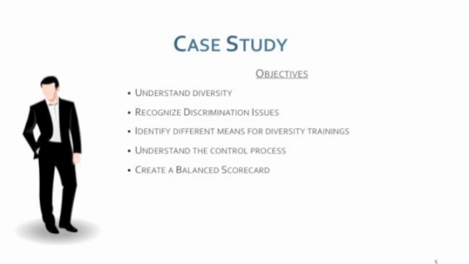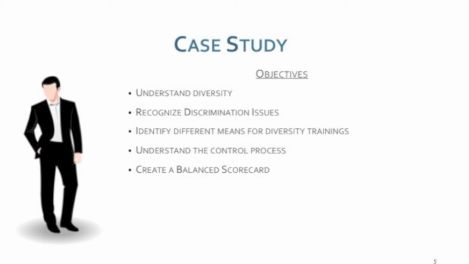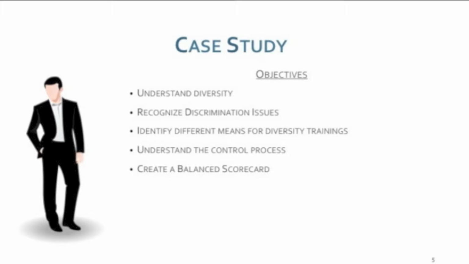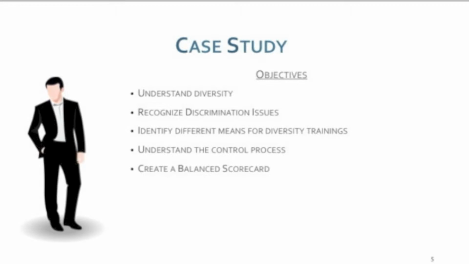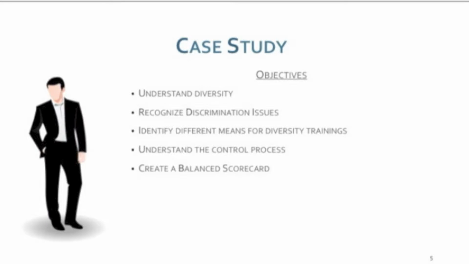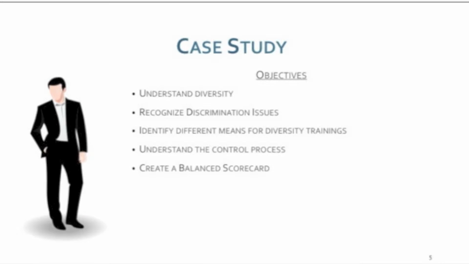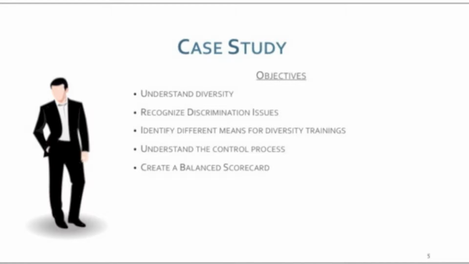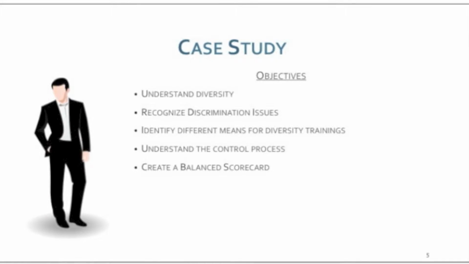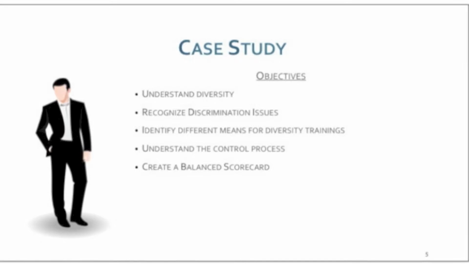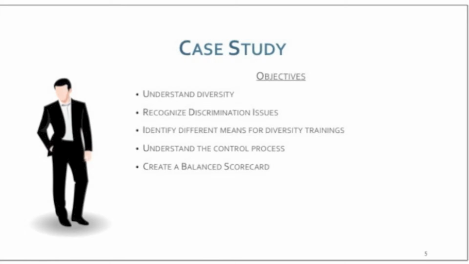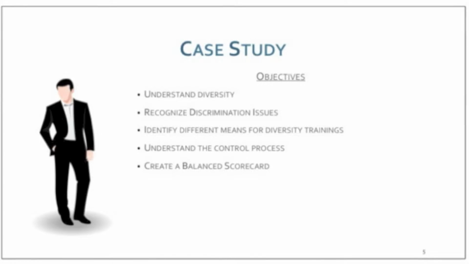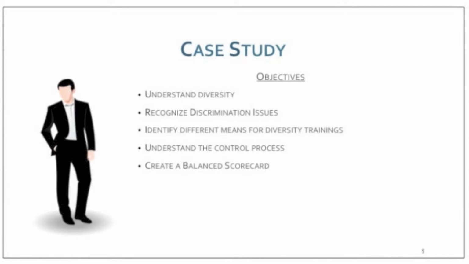So let's introduce our case first. Sam has to manage a diverse workforce for the first time, and he has to create a balanced scorecard. His first mandate is to understand the impacts of diversity on the work dynamics, and the second one is to understand how diversity impacts controlling. Sam has the following objectives to meet. First, he has to understand diversity, then recognize discrimination as an issue, identify different means for diversity trainings, understand the control process, and create a balanced scorecard.